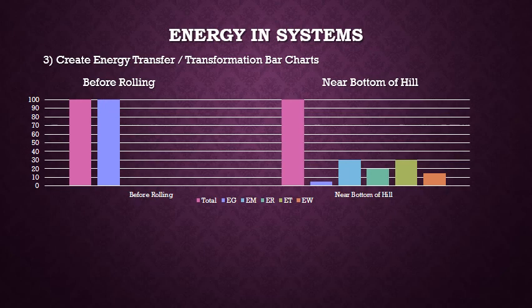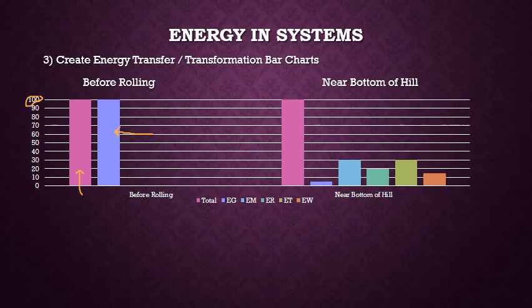So what you can see here is that when we start, the only kind of energy we have was this gravitational energy. And since it's the only kind of energy, we've got 100% of gravitational energy. It's the only kind we have, okay? I also have this pink bar here, which is total energy. And since, again, there's only one kind of energy, it's going to be the same amount as the gravitational energy. So 100% of the energy before it rolled was gravitational energy.